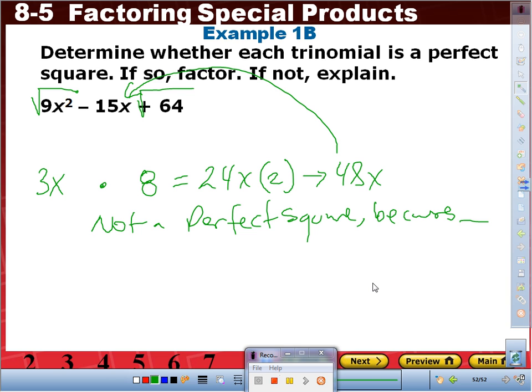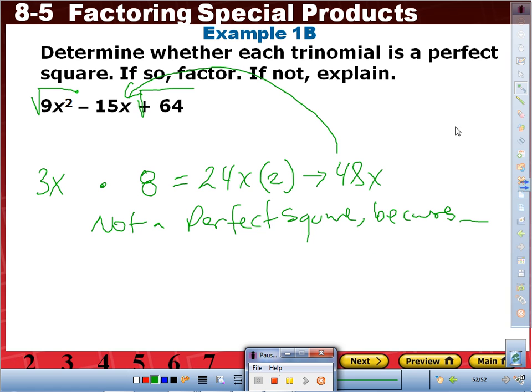All right, explain to your neighbor. What would you tell your BFF? Something like this. Not a perfect square because if I get the square root of the first and the last term and multiply them and then double that, it does not give me the middle term. Everybody got it? That's a simple explanation. The square root of the first and third term, multiply, then double, does not equal the middle term.